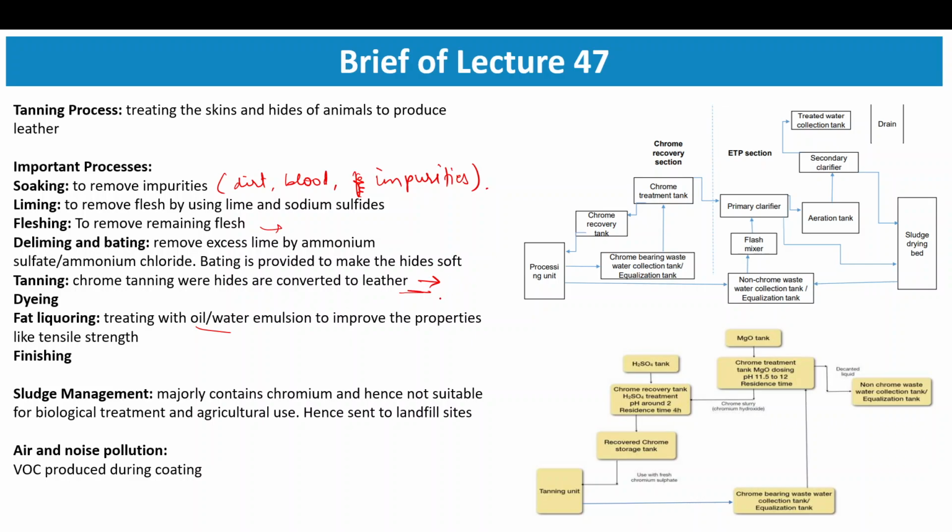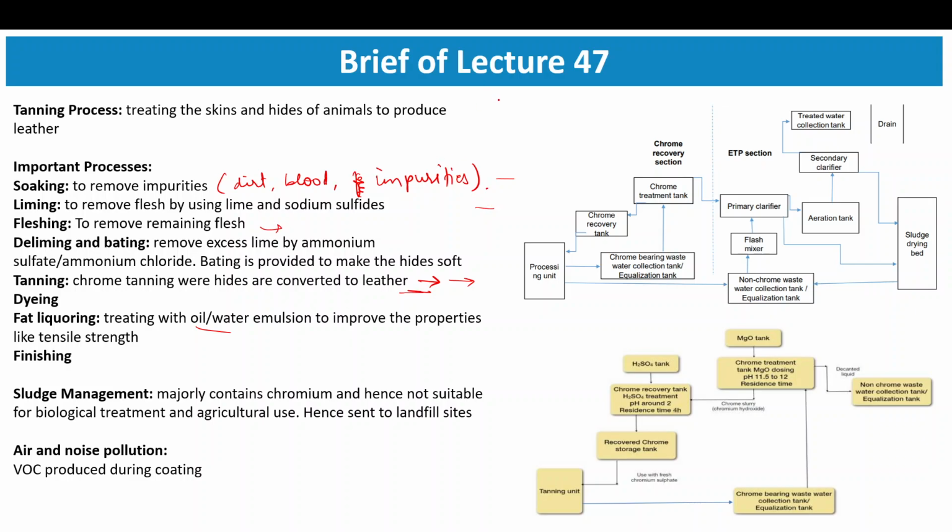Now, since it uses chromium, chromium can be a major component of the wastewater, and this chromium is a heavy metal which poses much toxicity. So it is not advisable to mix this chromium-containing wastewater with the wastewater obtained from any other process of soaking, liming, and so on.